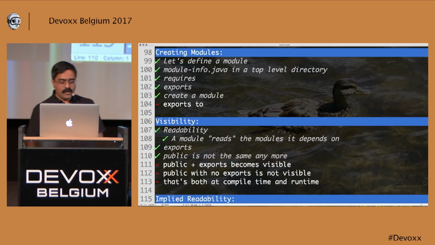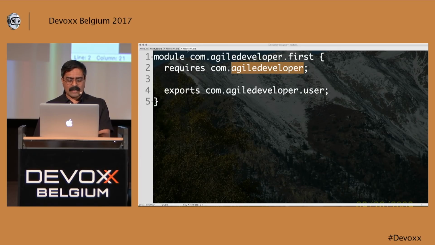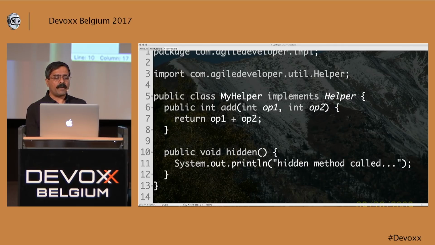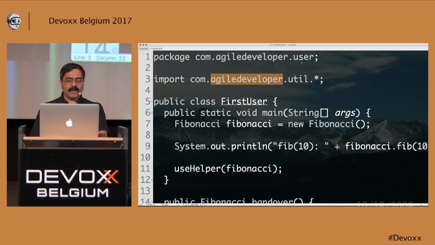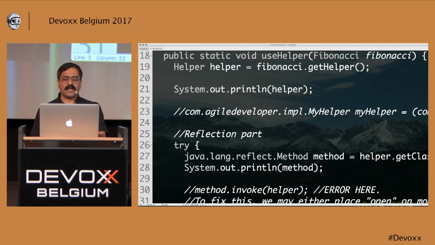In the code I have so far, I have a class called my helper. Remember, my helper is public, but it is part of the impl package. Remember, I never exported the impl package. I never gave it the impl package. So what's going to happen now? Because I did not give it the impl package, if I go to the first user, I got the helper here, as you can see.